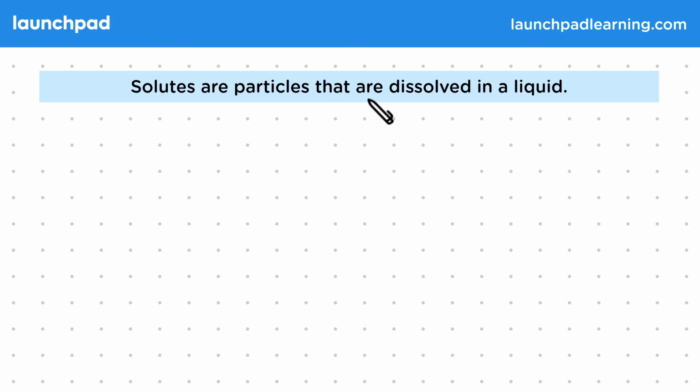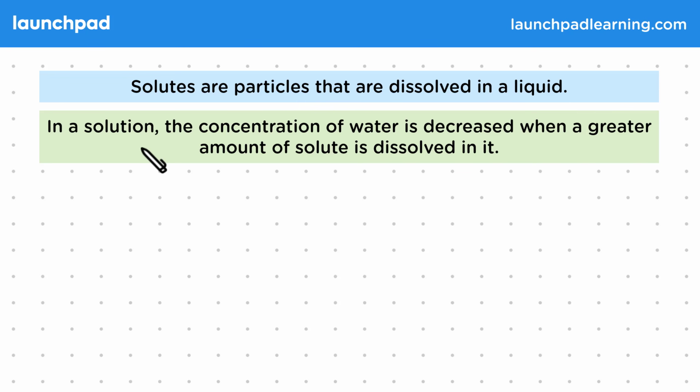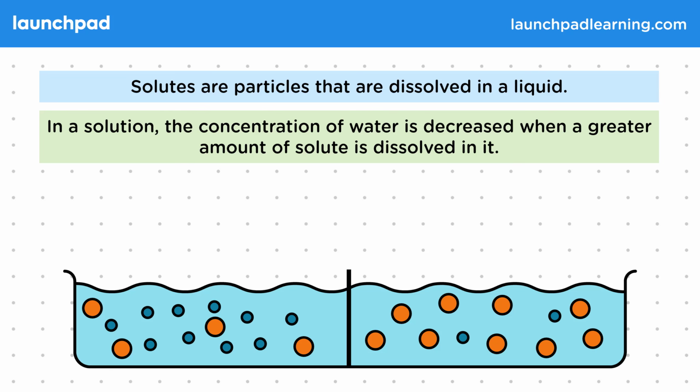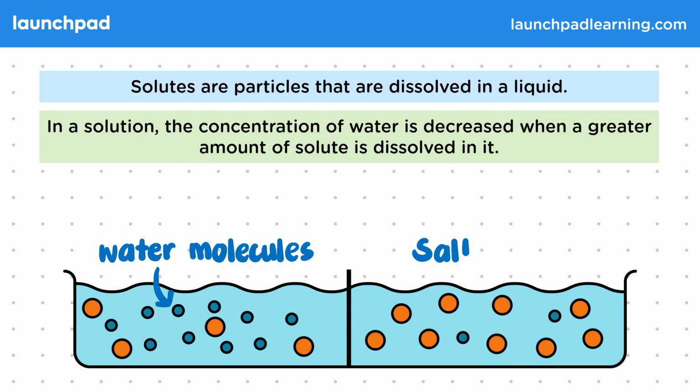Solutes are particles that are dissolved in a liquid. In a solution, the concentration of water is decreased when a greater amount of solute is dissolved in it. In this diagram, you can see two solutions separated by a barrier. The blue dots in the diagram represent water molecules, and the orange dots are salt. This is an example of a solute that's dissolved in the water.